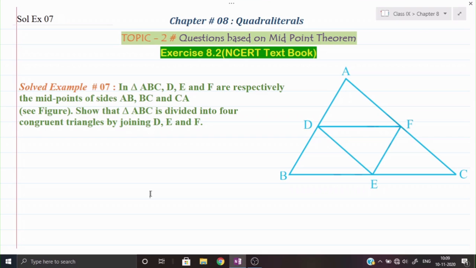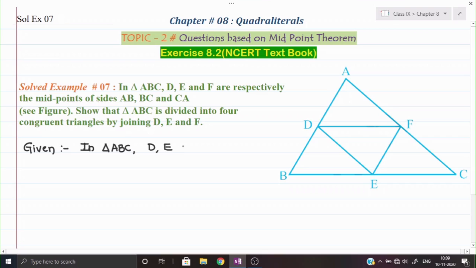This question we shall prove by the midpoint theorem. I hope you remember the midpoint theorem very well. Once again we shall recall it. So first we shall write down the given. In triangle ABC the given is very simple. We are given three midpoints. So we can say D, E and F are midpoints of the respective sides, or you can write down the names of the sides also. In short, I have written respective sides.